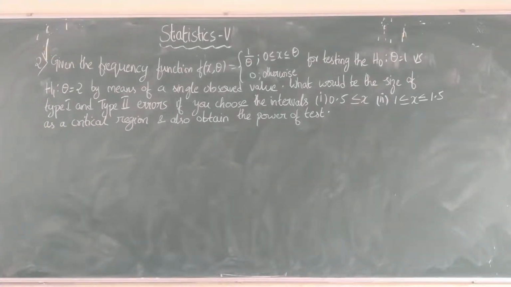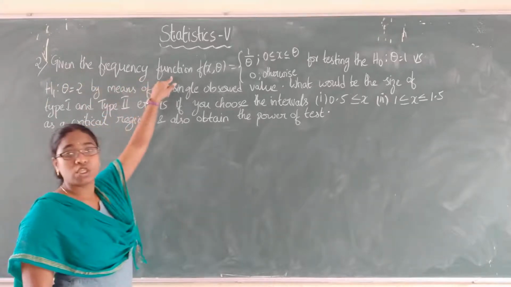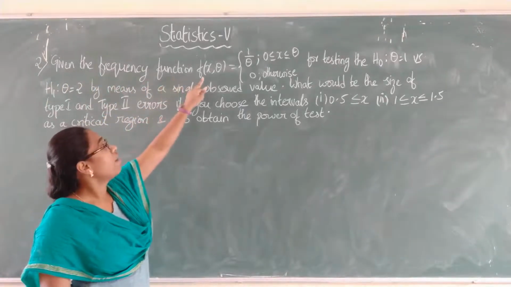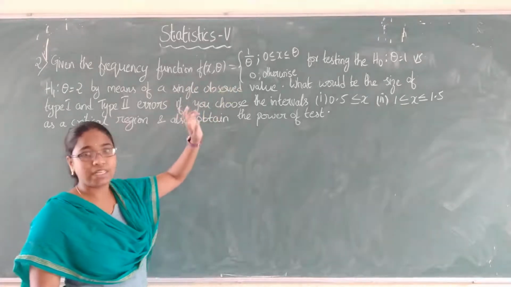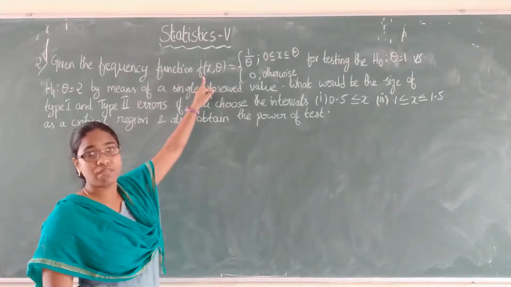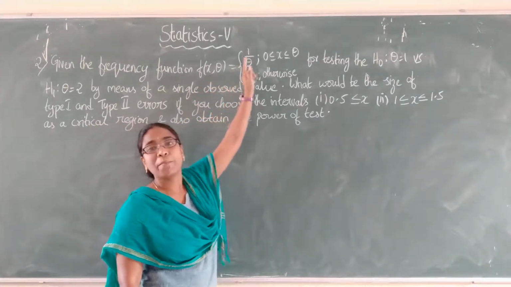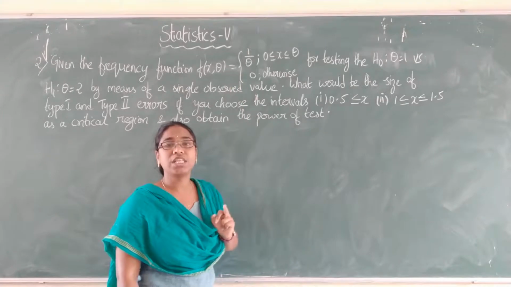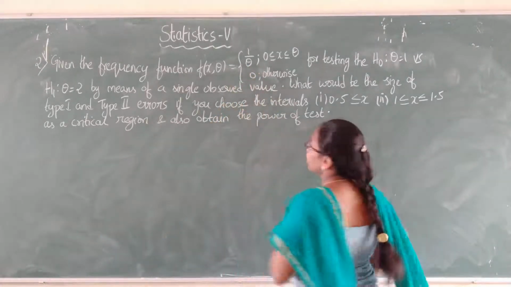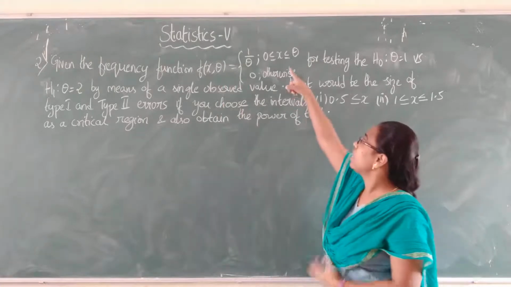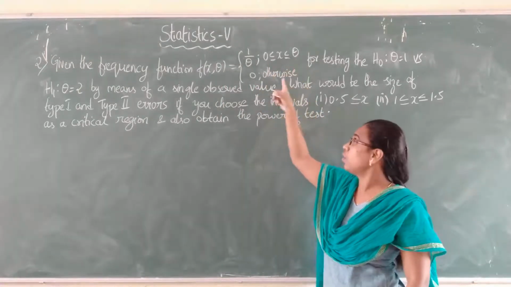Coming to the question, here the frequency function f of x comma theta is given. It is a continuous variable, denoted with f of x. So f of x comma theta equals 1 by theta, and the limits for this function are given as x lies between 0 and theta, and 0 otherwise.